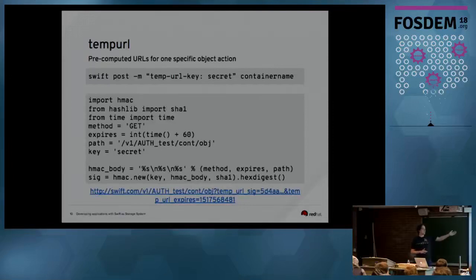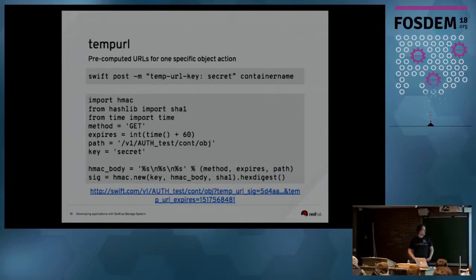And the example in the first line there is a way how to set it. So when you have this key, you can actually compute these URLs. And it's pretty easy. You just need to define the method that you want to use, for example, for a GET request or a PUT request. You need to define how long it should be used, and then the full path, for example, to the object that should be valid for this request. And then you do some HMAC stuff within Python, and you get back some signature, and you would append this signature to the full URL that you can see below.